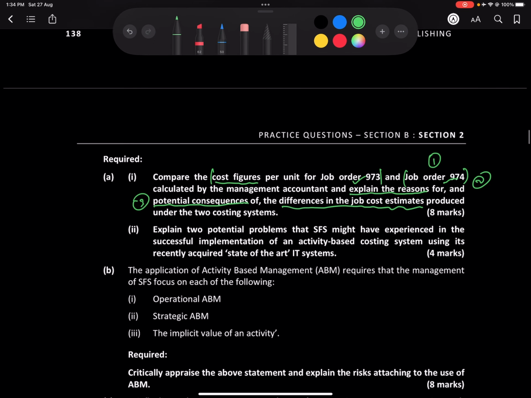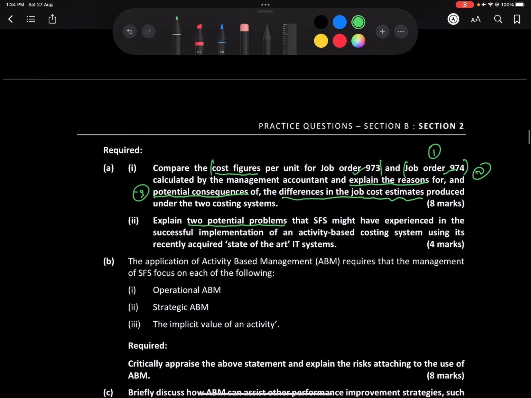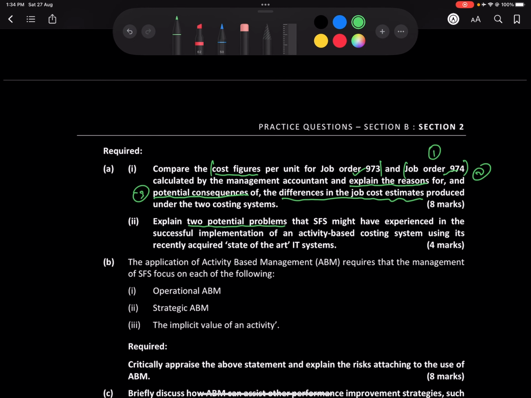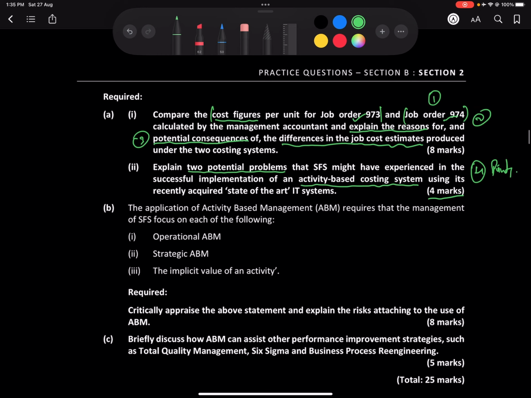The second requirement tells us about two potential problems that SFS might have experienced in the successful implementation of ABC using its recently acquired state-of-the-art IT systems. Even though they had all these things, it's just 8 marks, so probably 4 points. Some of it could be generic, and some of it we can get inside this particular case study.